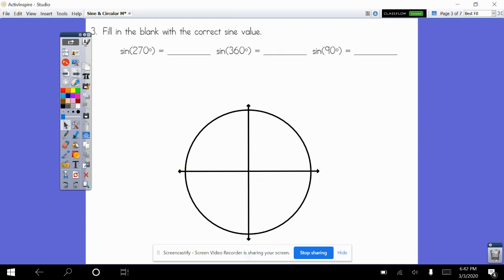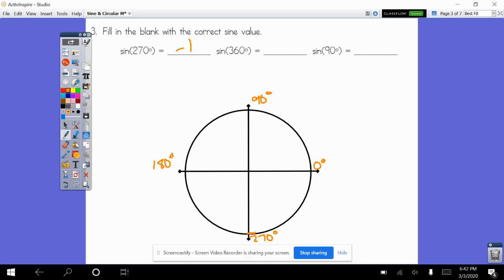Great. Next one, fill in the blank with the correct sine value. I kind of mentioned this in the last video, but again, if you fill in your important angle values, these are not the kind of values you need a calculator for. Sine of 270 is the absolute lowest point. So it's the lowest possible value of sine you could have. And the minimum value of sine you can have is -1.